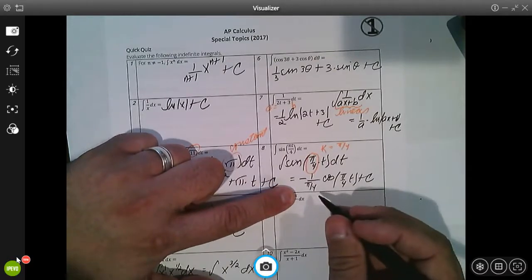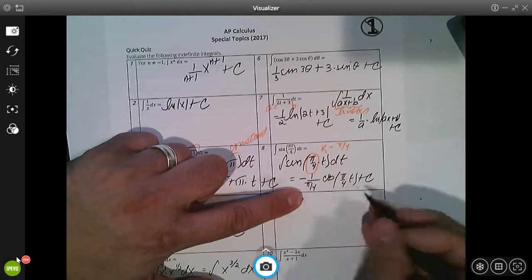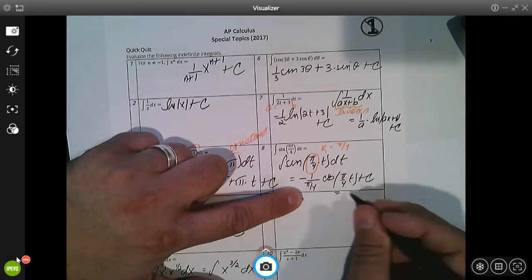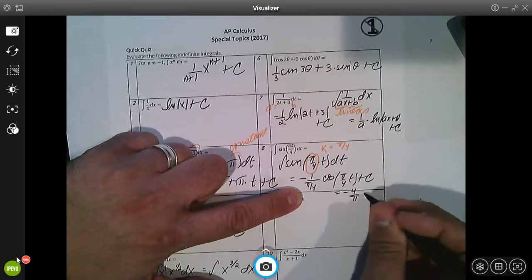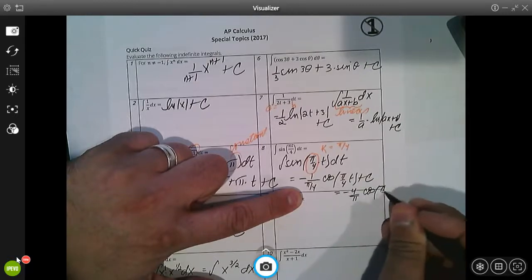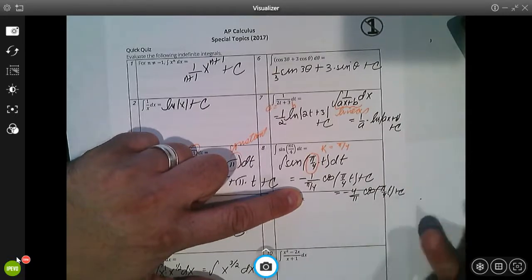Now, on the free response part of the exam, this answer is great. Multiple choice, they're probably going to hide this from you. They're going to say 1 divided by pi over 4. Well, that's really 4 over pi. Cosine pi over 4t plus c.